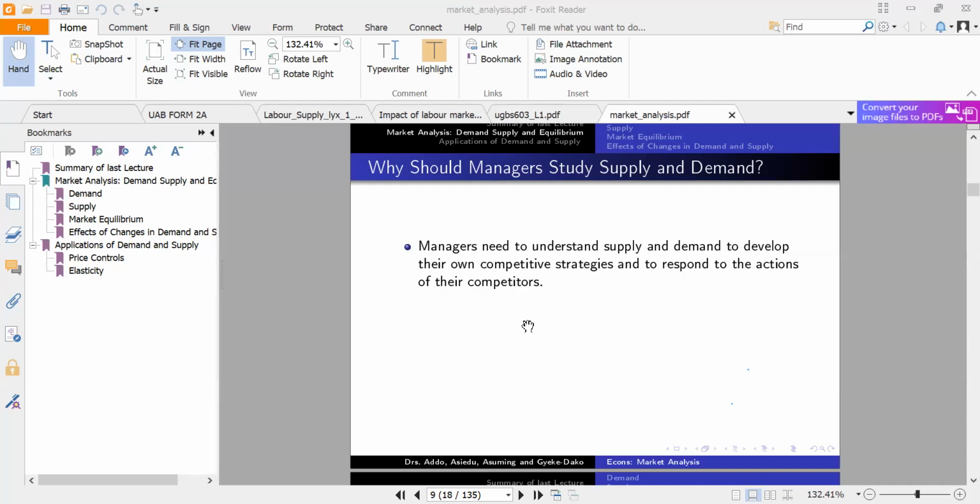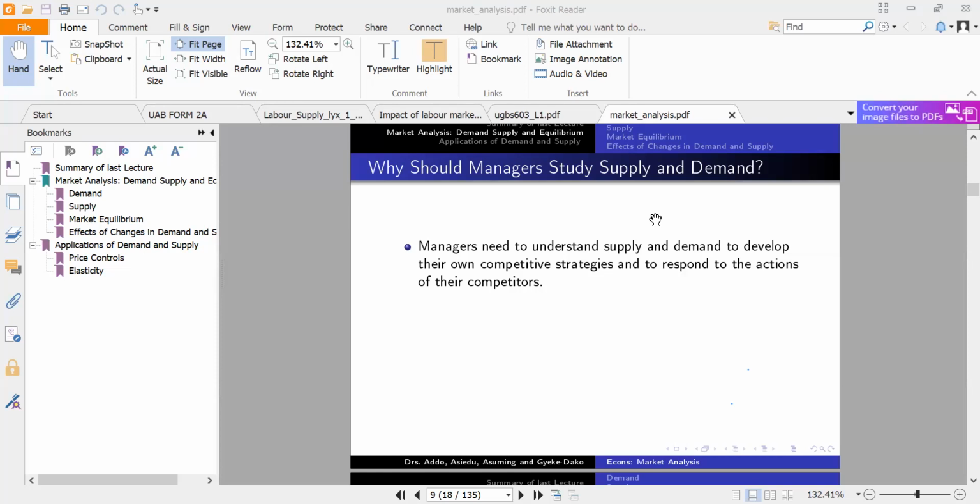Managers need to understand supply and demand to develop their own competitive strategies, okay, and to respond to the actions of their competitors also. Okay. So what is your strategy in the market? How are you going to position yourself? What type of product are you going to produce for the consumers? And how can you respond to the actions of other firms? Okay. Because other firms are trying to also get the market. So they want the demand for themselves. So what strategy will you put in place to respond to the needs of the consumer?